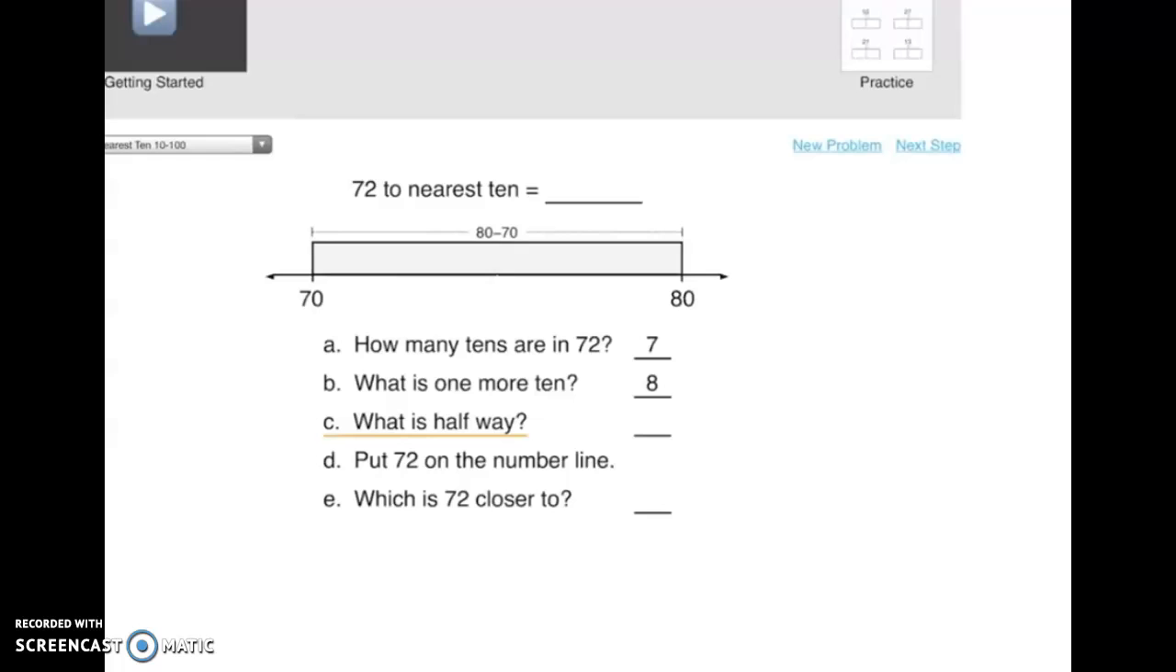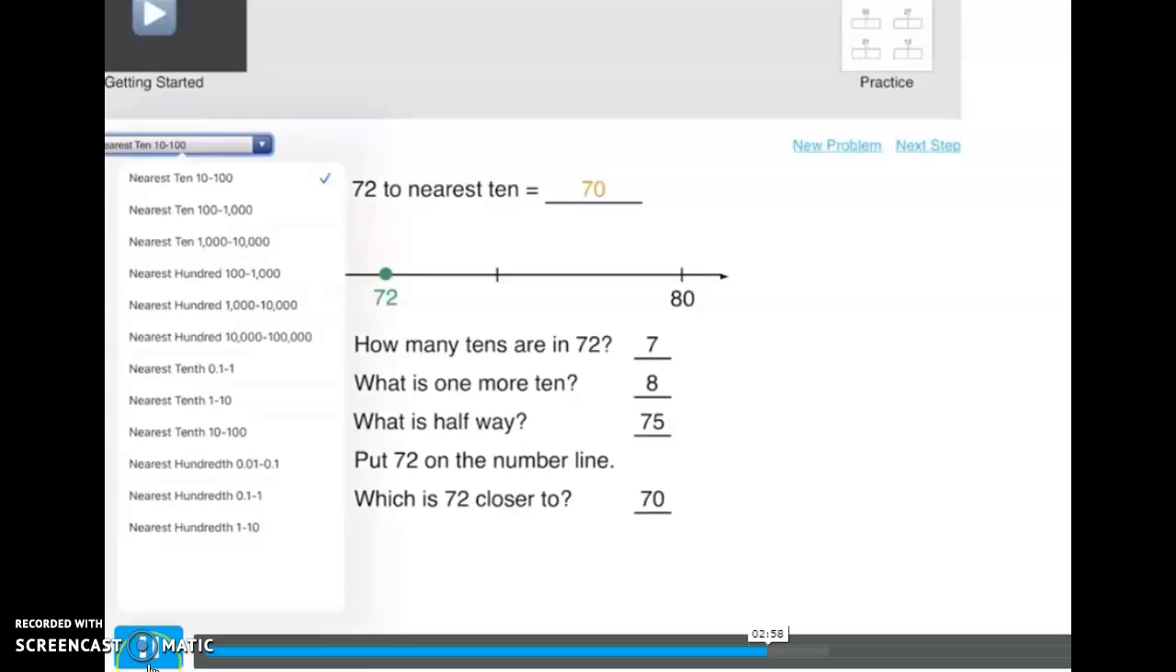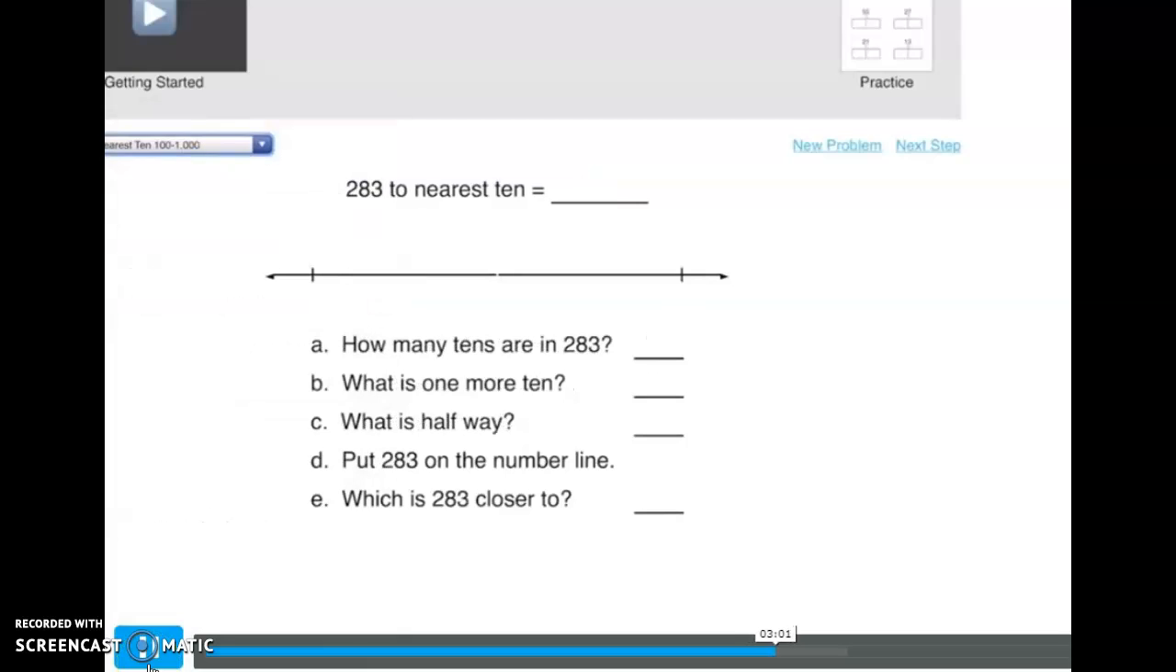What is halfway? The distance between 70 and 80 is 10. So 10 is the distance, so halfway is 5 on each side. So my middle number is 75. 75 is halfway. Now I want to put 72 on the number line. Now, which is 72 closer to? 70 or 80? It is closer to 70. So we would round 72 to the nearest 10 as 70.